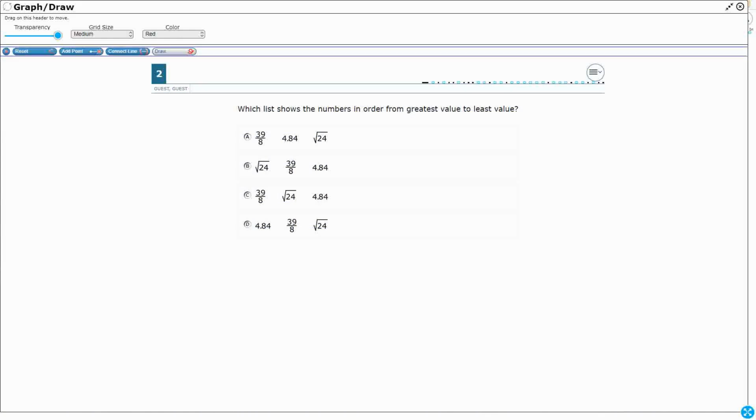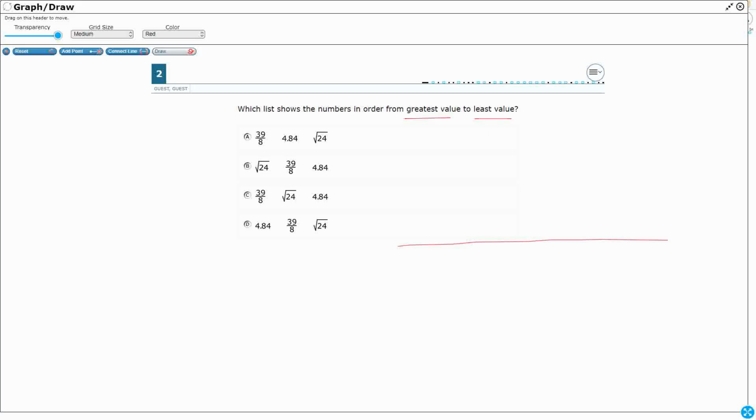All right, we simply need to put these three terms, and it looks like it's the same three repeated again and again, in order from greatest to least. So I'm going to draw a number line here. They're all positive, right? And I know I've got a 4 point something. So let's just draw some numbers: 2, 4, 6. First I could put my 4.84, right? That's going to be close to 5.